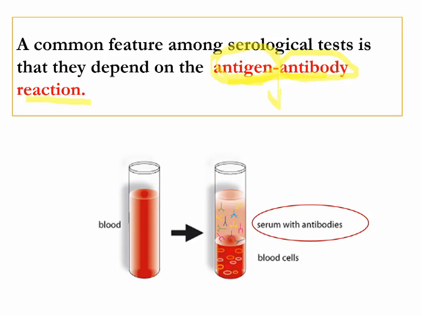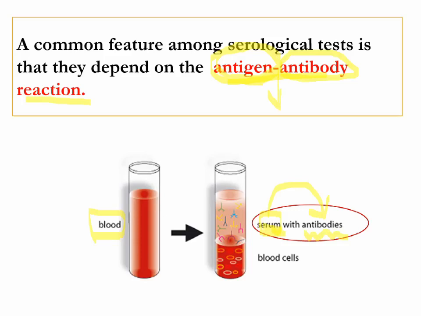So what I want you to know is that when you have a patient's blood and you start to extract the serum from the blood, as we have learned in the previous slides, the serum contains the antibodies. So when you take the patient's serum in order to perform different serological tests, it means you're looking for the presence or the absence of antibodies. So your serum contains the antibodies.